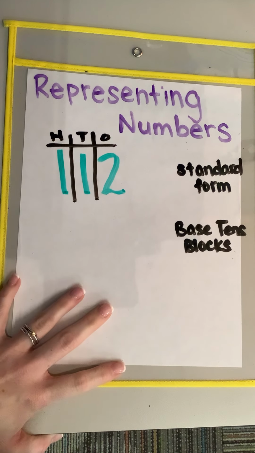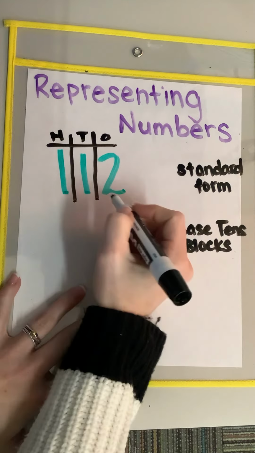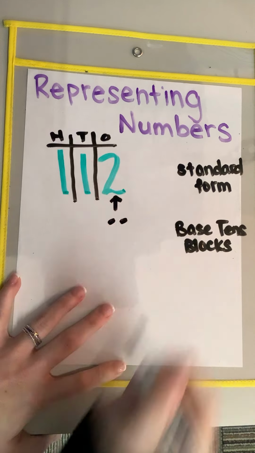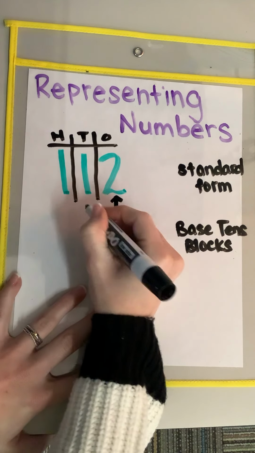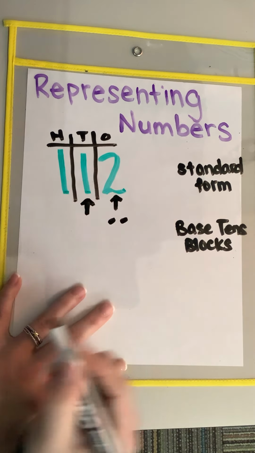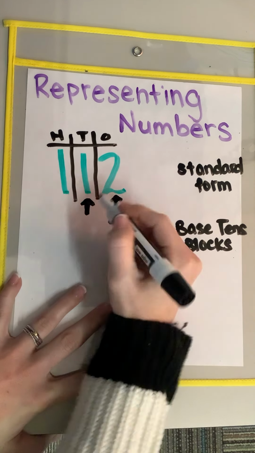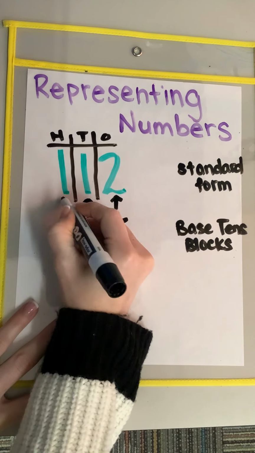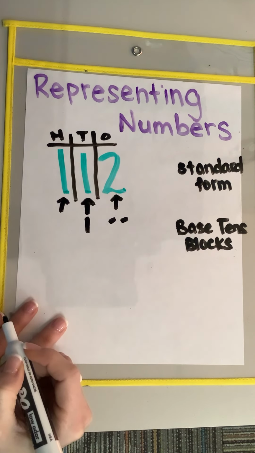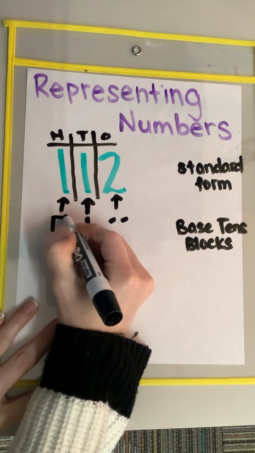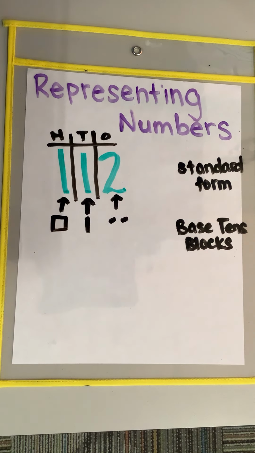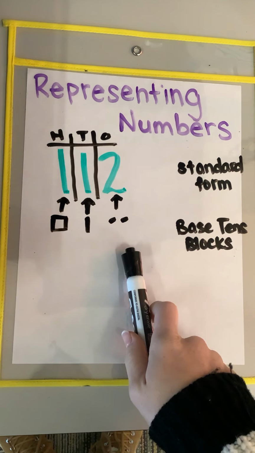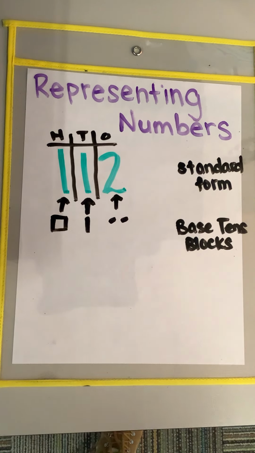We use base 10s to represent numbers. In the ones place, we use ones cubes. So here I would use 2 ones cubes. In the tens place, we use base 10 blocks. So I would use 1 base 10 block to represent the tens place. And in the hundreds place, we use hundreds blocks. I have a 1, so I would need 1 hundreds block to represent the hundreds place. This is how we represent a number with base 10 blocks.